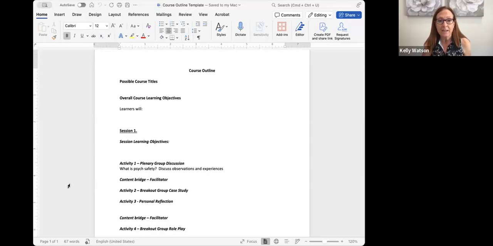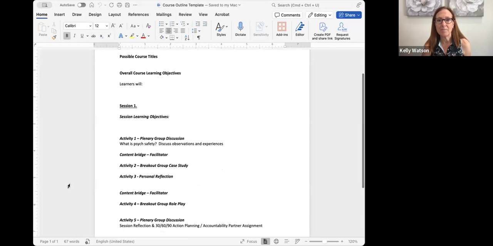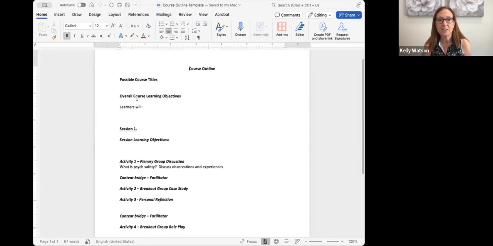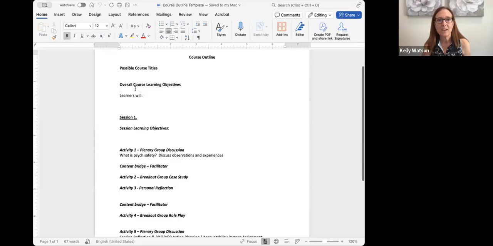So essentially, and this is really just very, very basic, but it helps me and my designers to make sure that we're framing the training in a way that thinks through these ties between the learning objective for the course, the learning objective for the activity, and then how you assure that that learning has happened and assess the learning at the end of the course. So, possible course titles, I tend to do that last, but it's up here on my course outline.